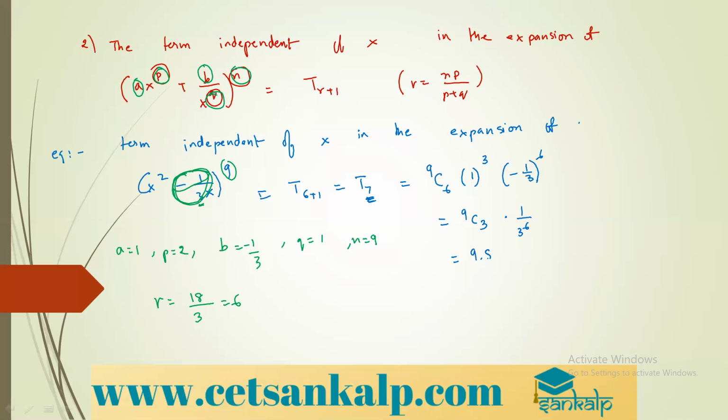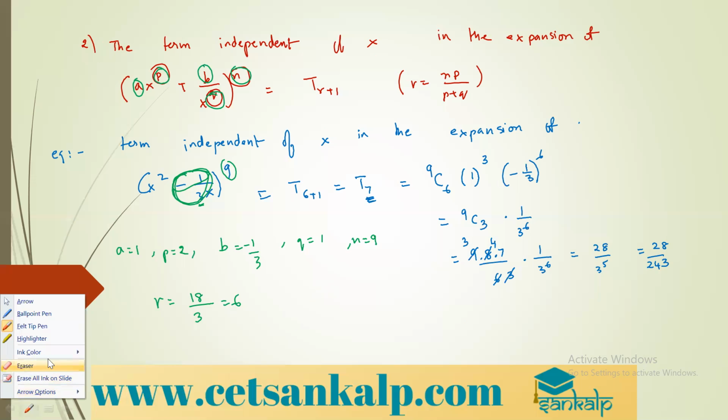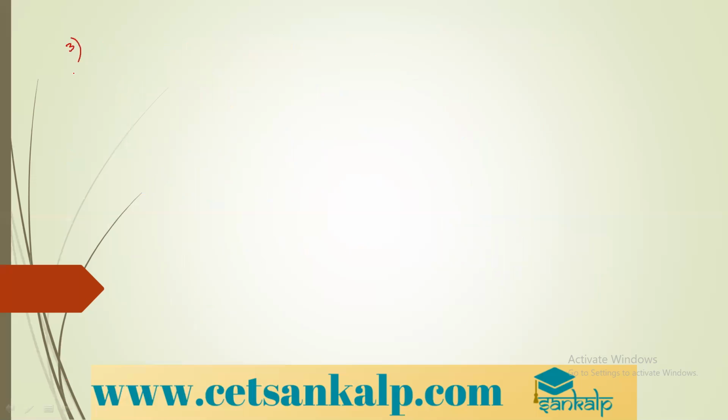9C3 means start with 9, take 3 numbers, 9, 8, 7, over 3 factorial, that is 6, into 1 by 3 power 6. So first of all, 2 3s, 2 4s, then 3 3s. So I will have 28 by 3 power 5. And that is 28 by 243. That will be the term independent of x. Like this, whenever you get a new formula, take your own example and practice it.